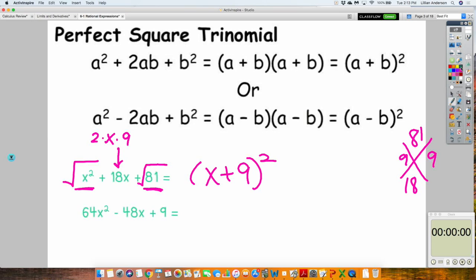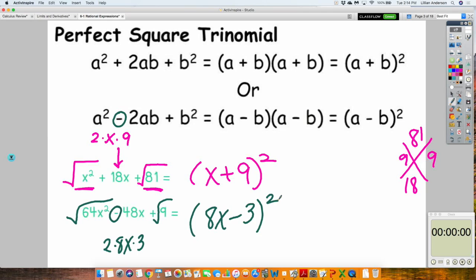But hopefully you can recognize that, wait, 64x squared is a perfect square. What is it? It's 8x. And 9 is a perfect square. What's the square root of 9? When I multiply 8x by 3 and multiply it by 2, do I get 48x? Yes, we do. So this is a perfect square trinomial, which means since it's a minus here, that means I'm using the bottom formula. So then my answer is just going to be 8x minus 3 squared.